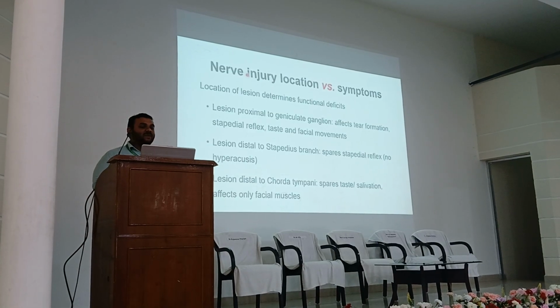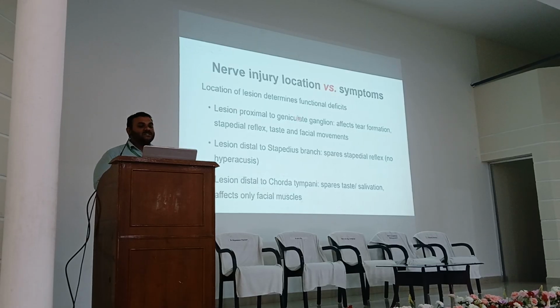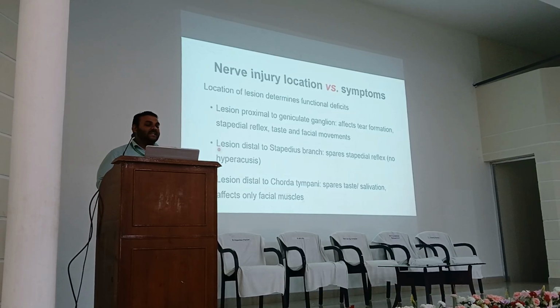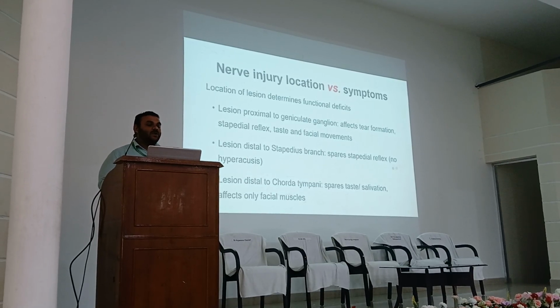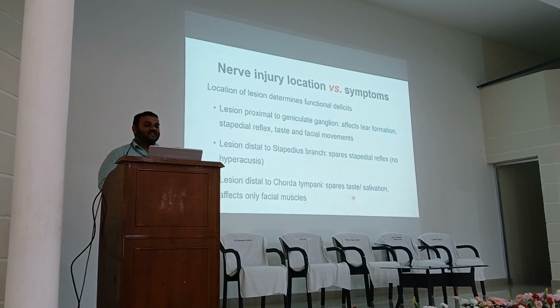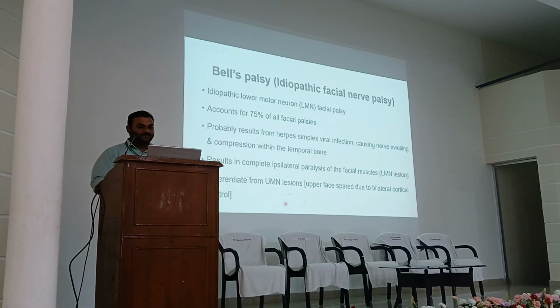Next, clinical anatomy. The nerve injury location and symptoms. A lesion proximal to the geniculate ganglion affects tear formation, stapedial reflex, taste, and the facial movements. A lesion distal to the stapedius branch spares the stapedial reflex, with no hyperacusis. A lesion distal to the chorda tympani spares taste and salivation, affecting only the facial muscles.